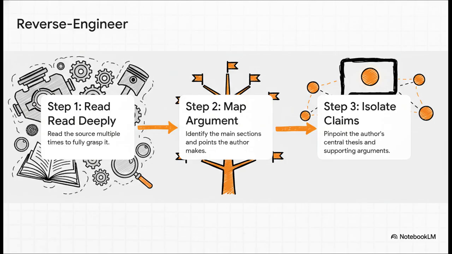So, first, you read deeply. And I don't mean just skim it. Then you start to map out the argument, kind of like drawing a little treasure map of its main sections. And finally, you isolate the author's key claims to find the absolute core of their argument, their thesis.